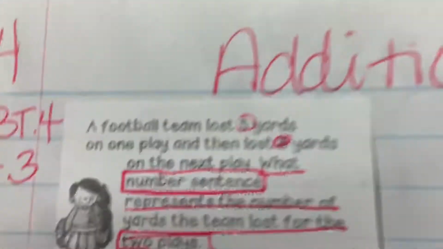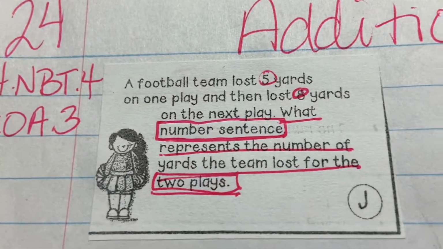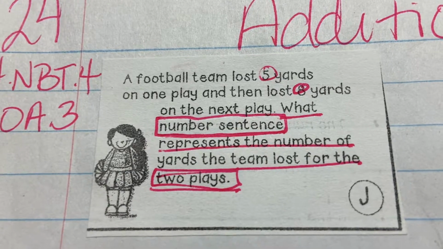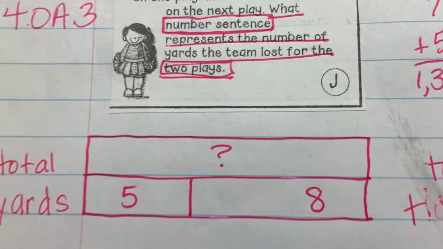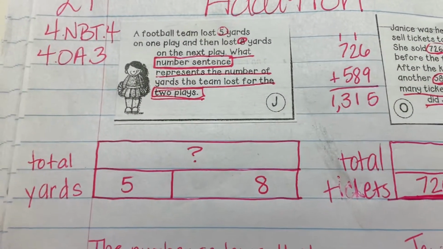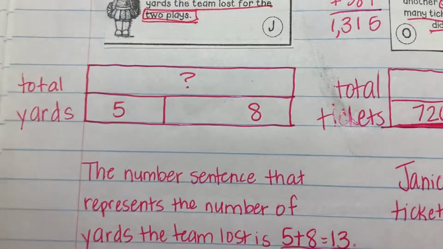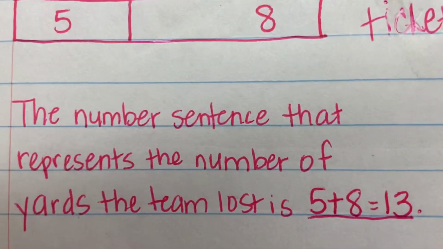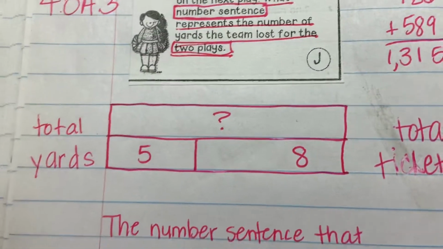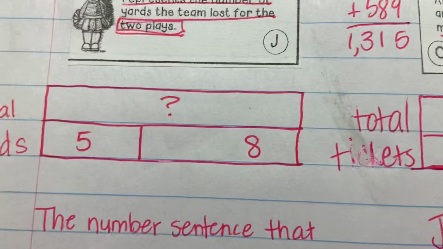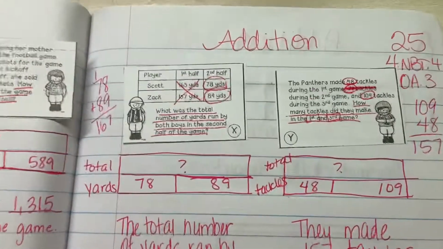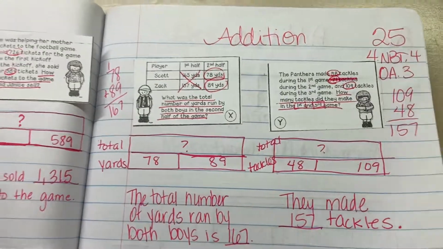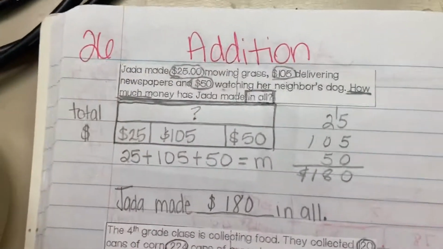So I would take word problems and shrink them. A football team lost 5 yards on one play and then lost 8 yards on the next play. What number sentence represents the number of yards the team lost? So even though it said what number sentence, there it is in the question, the number sentence represents. But I did make them do a tape diagram because we were learning tape diagrams. So they always had to do the tape diagram with it. So we started off with all addition.